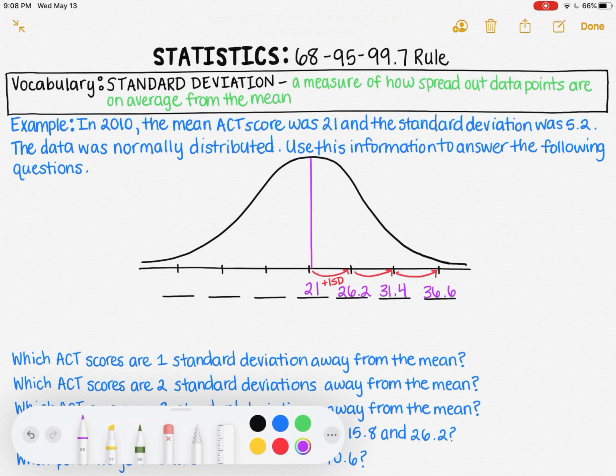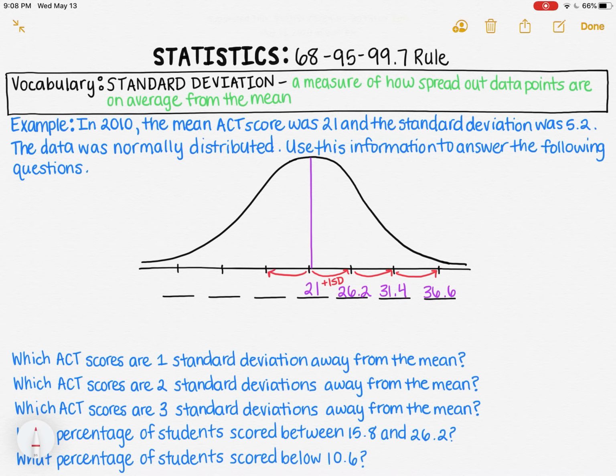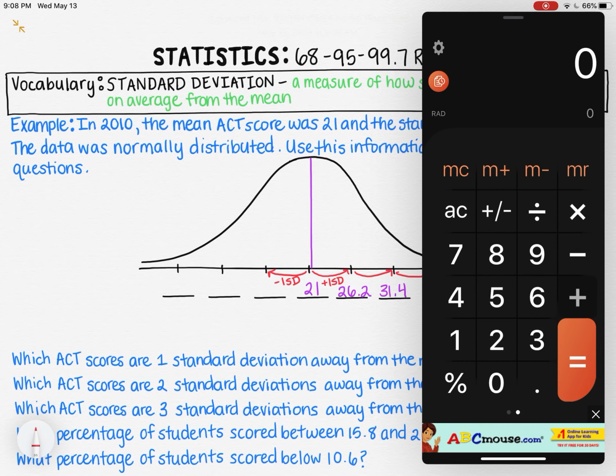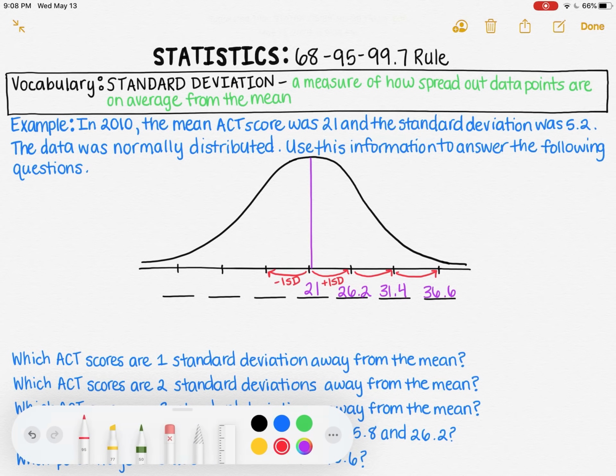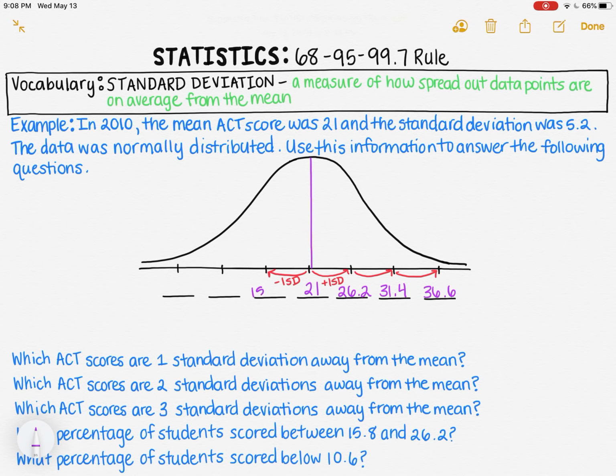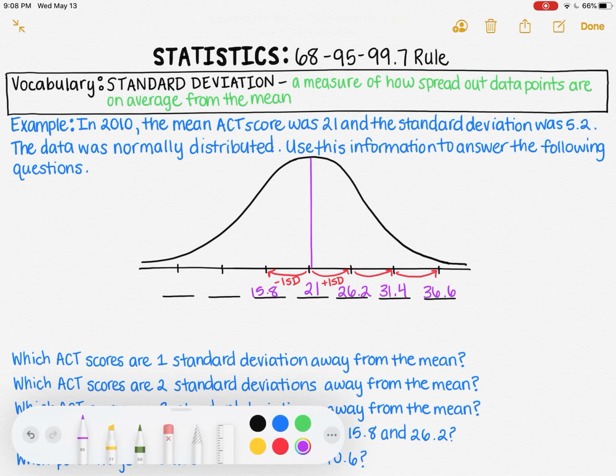Now we can do the same thing to the left of the mean, except we're going to subtract. So we want to find what score is one standard deviation below the mean. So instead of adding, now we're going to subtract the standard deviation. So I'm starting with my mean and I'm subtracting one standard deviation. So 21 minus 5.2 gives me a score of 15.8. That is one standard deviation below the mean.